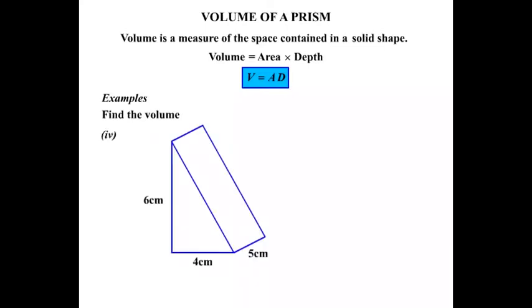Our fourth and final example, we need to find the volume of this triangular prism. Well, V equals AD. The A is the area of that triangle. The area of a triangle, of course, is half base times height. So we put our half down, the base times the height, where the base is 4 and the height is 6, so let's multiply those. Half times 4 is 2, 2 times 6 is 12. So our area is 12 square centimetres. In our working, we put the 12 down. Then we're multiplying by the depth, which is 5 in this case. And 12 times 5 equals 60 cubic centimetres.